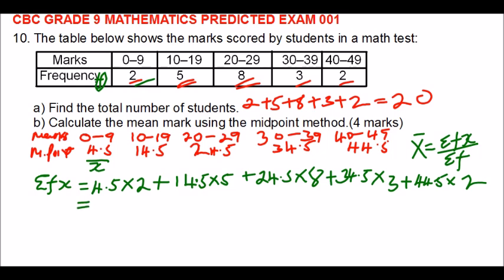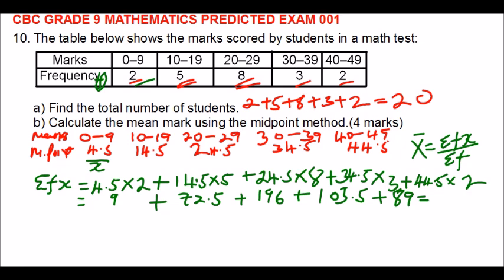So when you add up this, you can use your calculator. You find that this add up, or you can just show this. This will give you 9 plus the other one will give you 72.5. The other one will give you 196 plus the other one, 34.5 times 3, you get 103.5 plus 89, and that gives you 470 when you add up that.